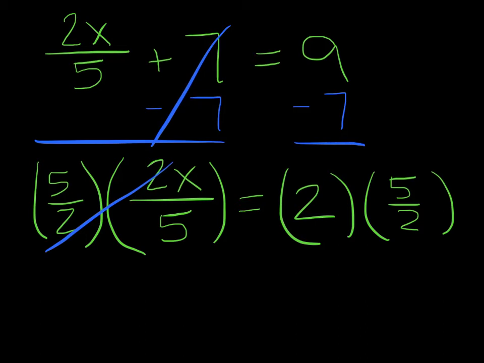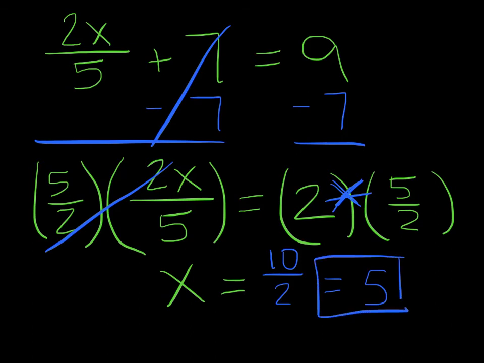We just write x. Then when I multiply a whole number times a fraction, I multiply the whole number times the numerator. 2 times 5 is 10. Then I still have a denominator of 2. 10 divided by 2 would be 5. So x is equal to 5. Now there is another way that I could work this out, and I'll show you that now.